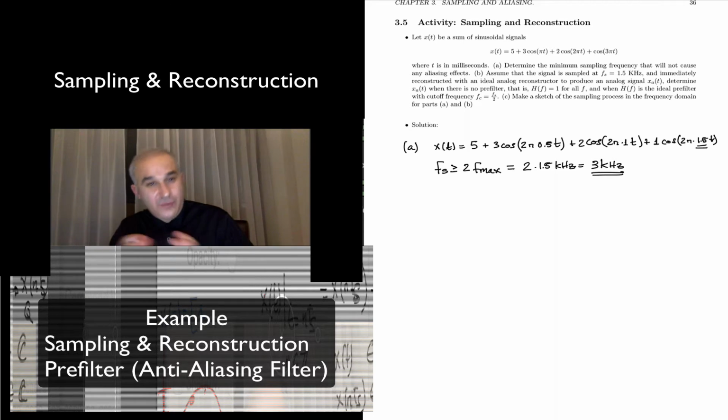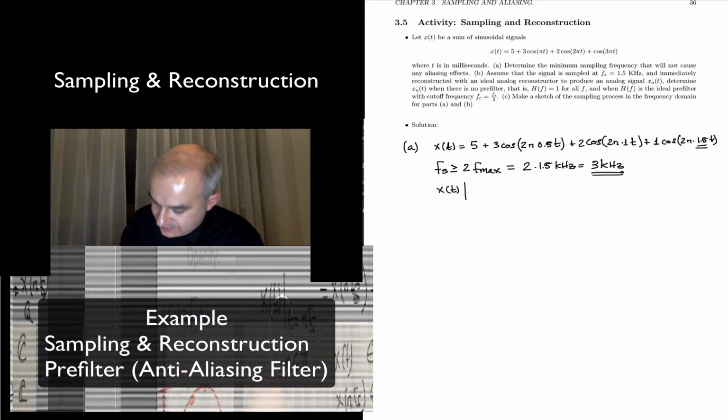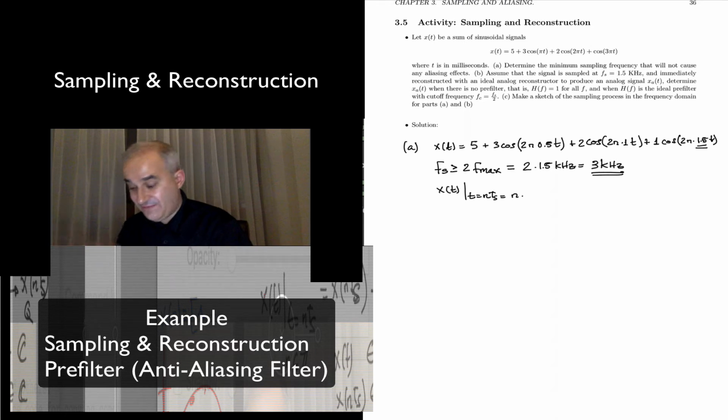Meaning, if we sample at 3 kilohertz, the samples of x of t sampled at n Ts, where, remember, n is just the integer 0, 1, 2, 3, 4, 5, which gives you the order of the sample, and this Ts is 1 over 3k. From the samples that we get, we will be able to reconstruct x of t exactly, meaning we do not lose any information. So that's the good scenario.